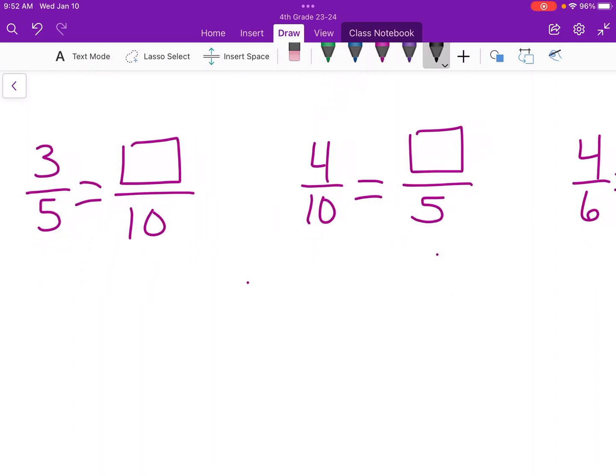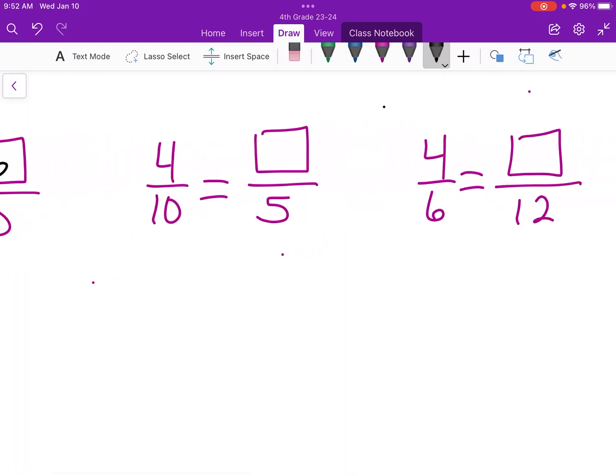Then our last section here is equivalent fractions. We'll start with 3/5 is equal to blank over 10. So we look at the relationship that we know, which is the 5 and the 10. If we go from a small number to a big number and we're working with equivalent fractions, we have to multiply. So 5 times what number gets us to 10? And that is 2. Whatever we do to the bottom number, we have to do to the top number as well. So 3 times 2 is equal to 6. So 3/5 is equal to 6/10.